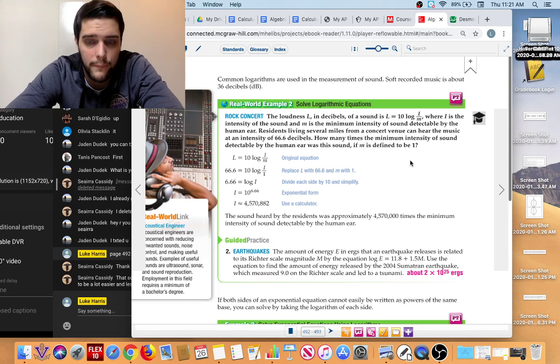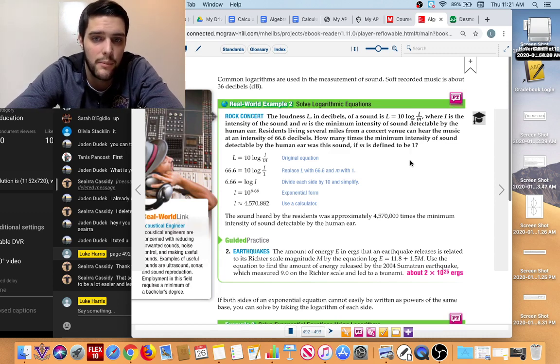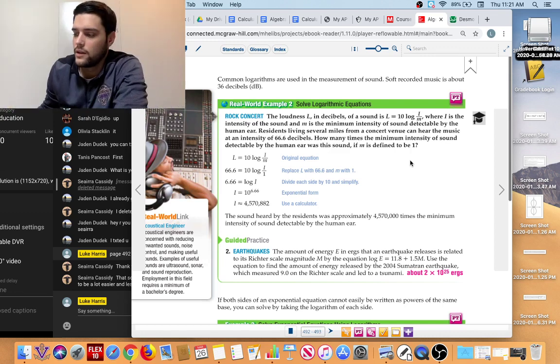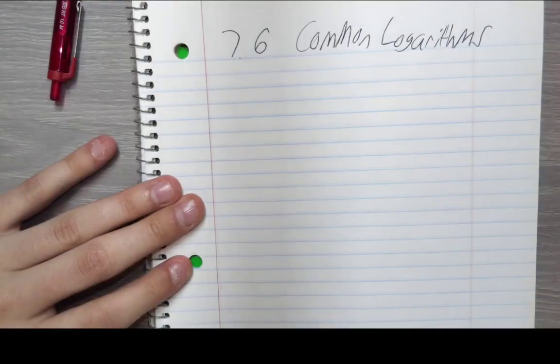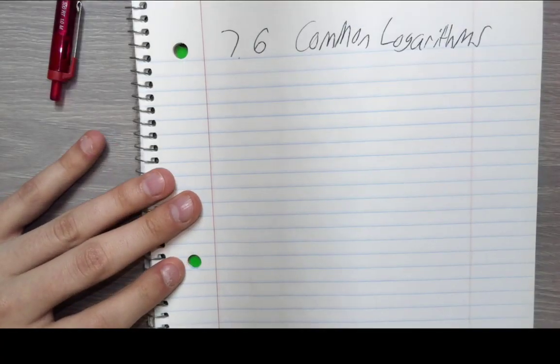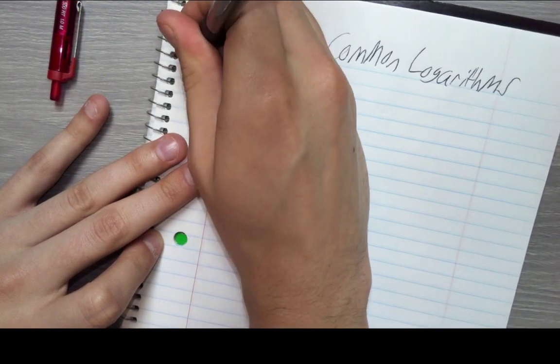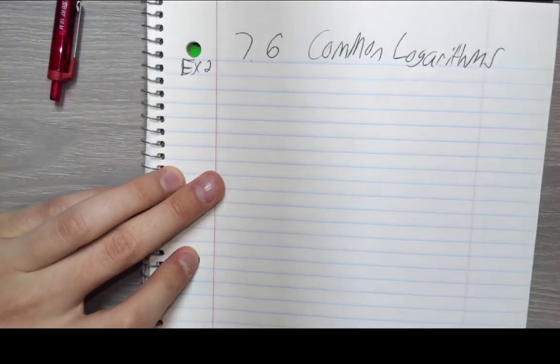Residents living several miles from a concert venue can hear the music at an intensity of 66.6 decibels. How many times the minimum intensity of sound detectable by a human ear was this sound, if M is defined to be 1? So let's just look at this then. Let me go down to my screen. So again, this is real world example 2, the question with decibels and whatnot.